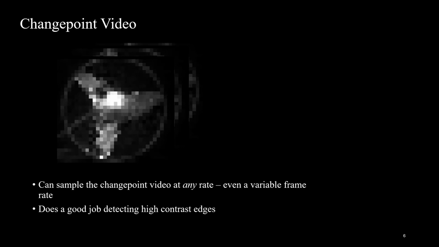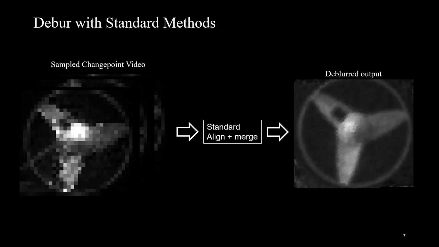The changepoint video does a good job of detecting high-contrast edges that are used to find motion within the scene. To find the motion, we sample the changepoint video at a variable frame rate that is informed by the changepoints themselves. We then use standard alignment techniques to find motion within the scene. Then the original timestamp data can be aggregated along motion curves to create a deblurred image.